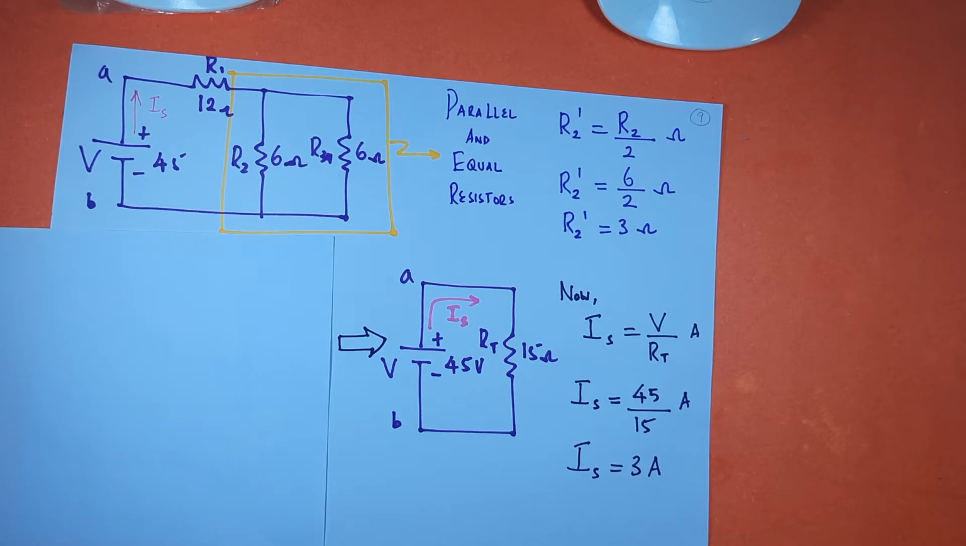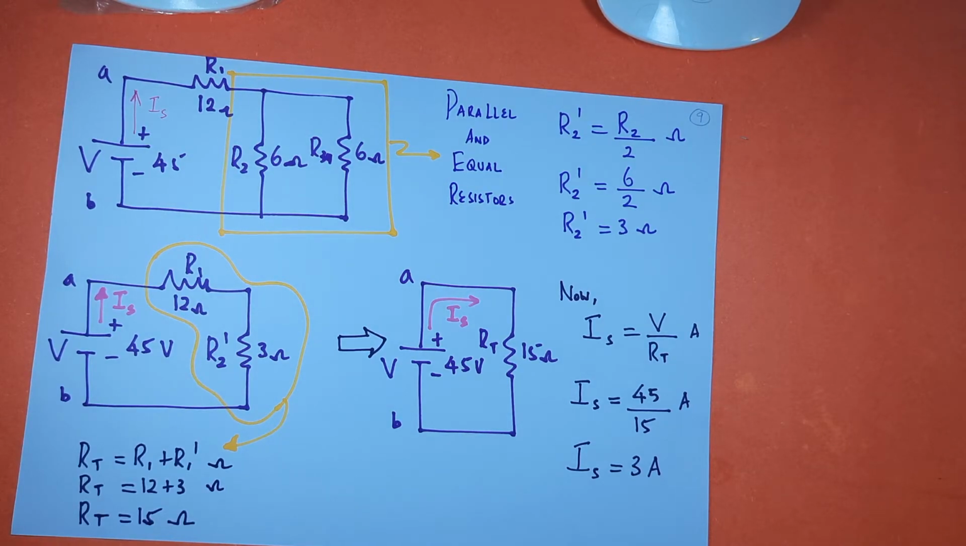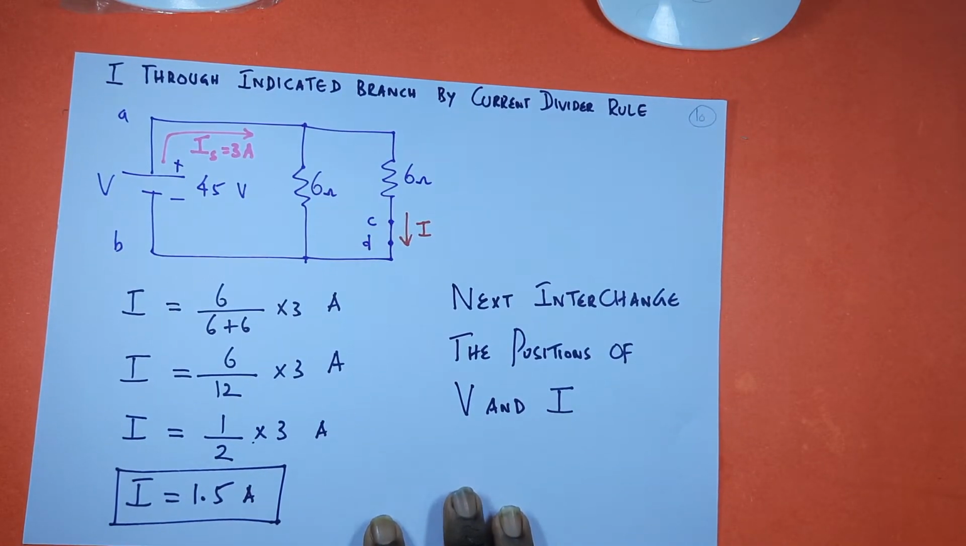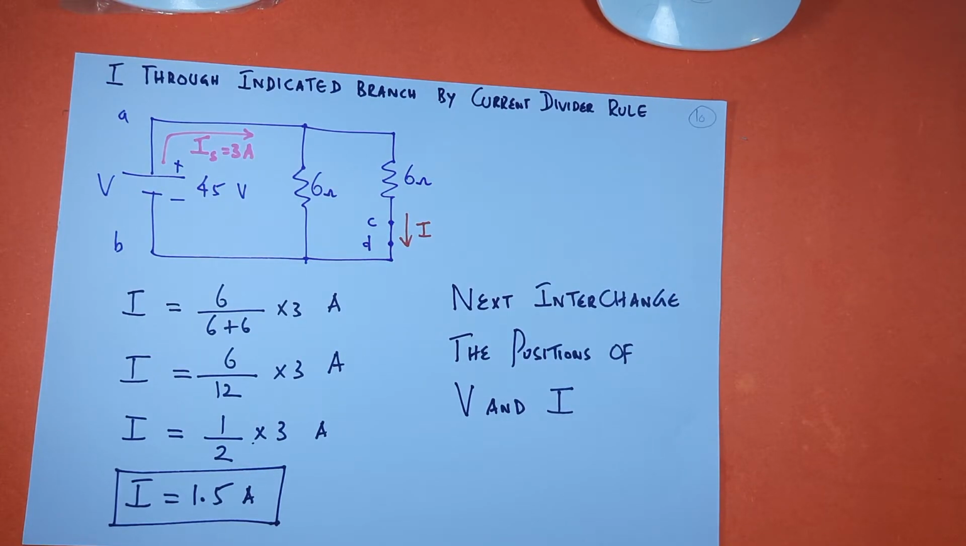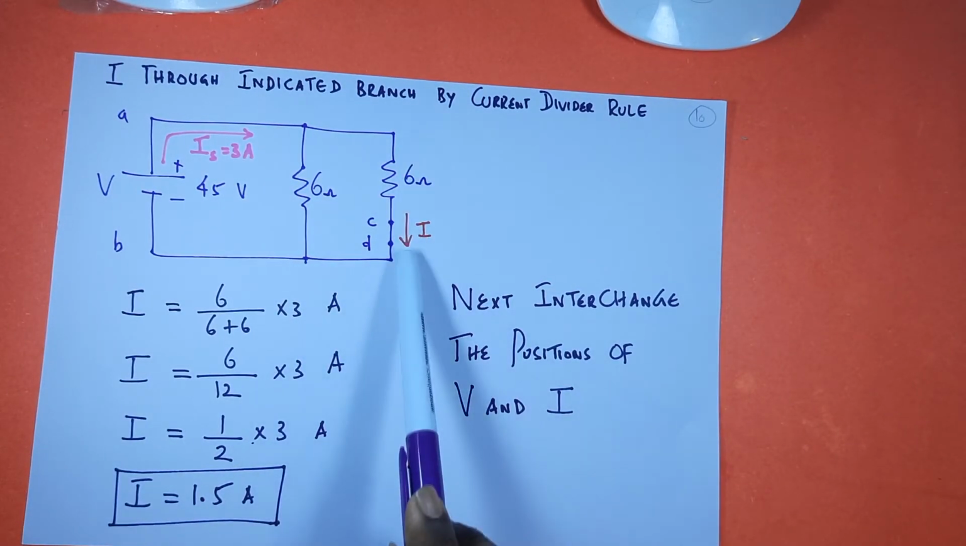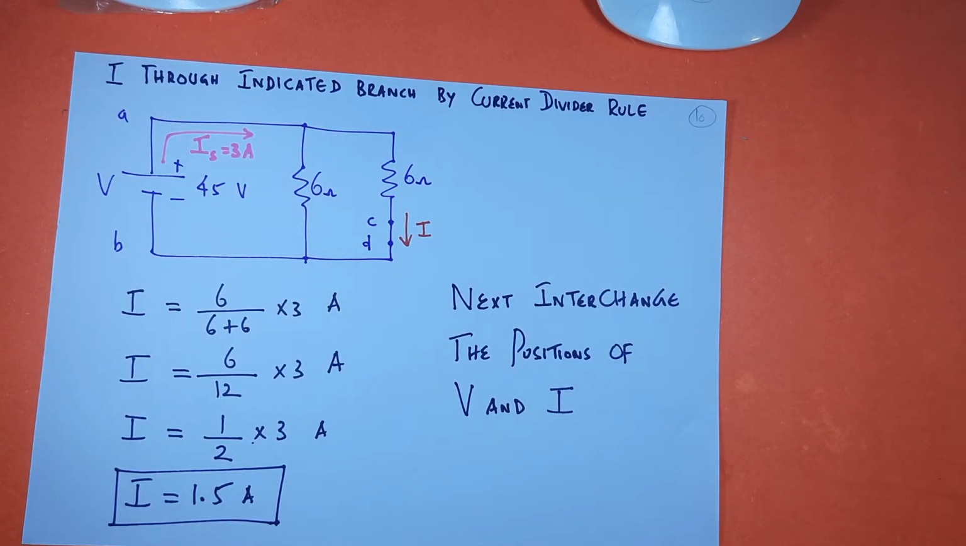Okay. Next what we can do is, we'll find out what is the actual response, that is nothing but current I through the indicated branch, that is through this CD. Of course, you can apply the current divider rule. So this is the source current 3 ampere, and what is the current through this? Either you can apply the current divider rule, that is a direct application, or simple logic.